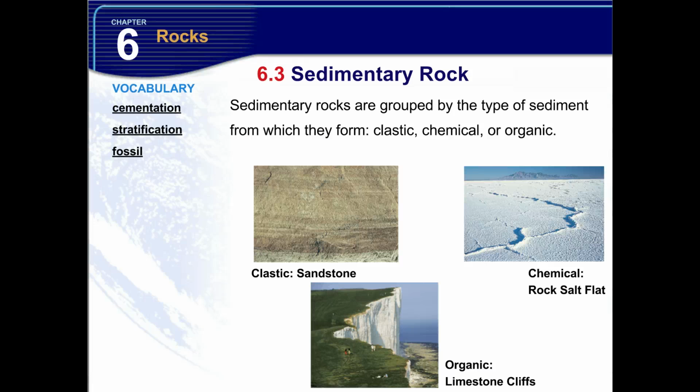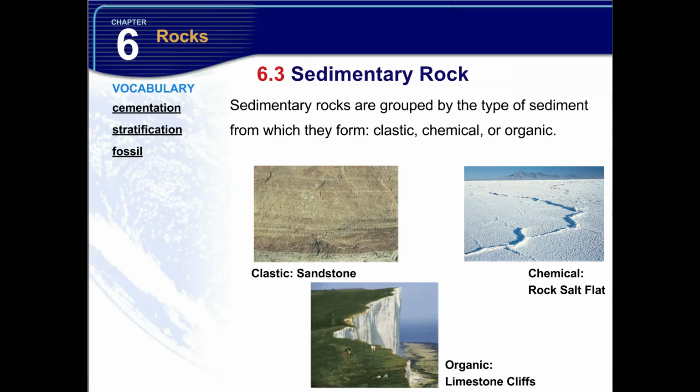Now, sedimentary rocks are grouped by the type of sediment from which they form. We have the clastic, the chemical, and the one that we haven't talked about yet is the organic. And here are a couple examples of each. Clastic, the sandstone; the chemical, the rock salt, just like in Death Valley in California. And then another one is organic. And if you remember what organic means, it once was living.